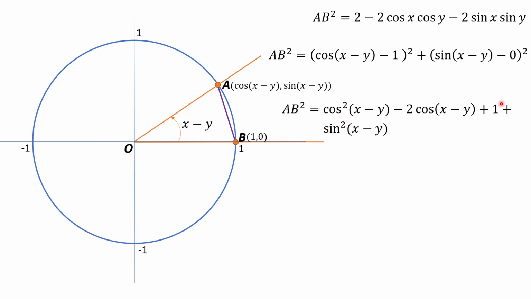The first 3 terms represent the first parenthesis. Now again, we see cosine square of an angle and sine square of an angle, and that is 1.